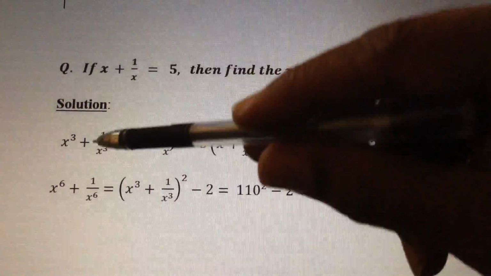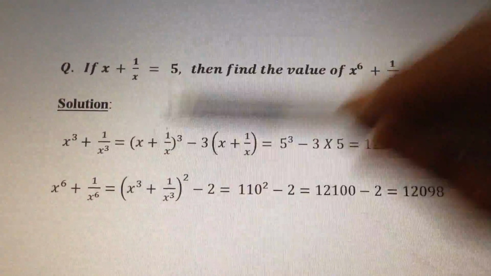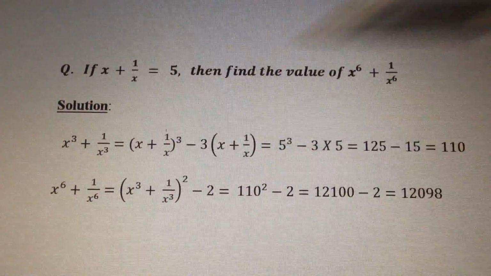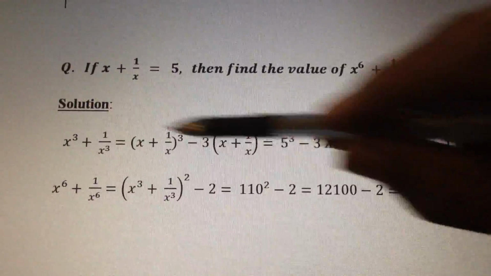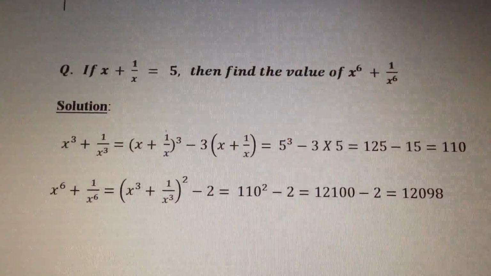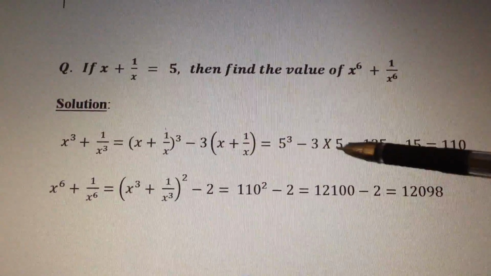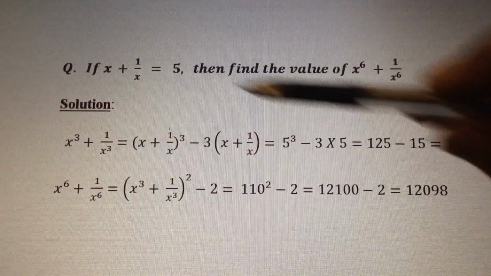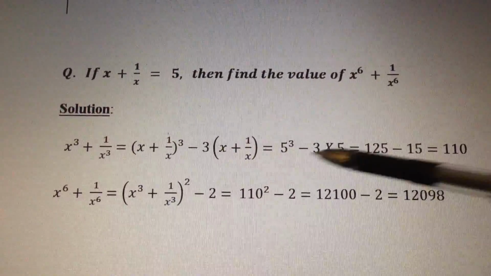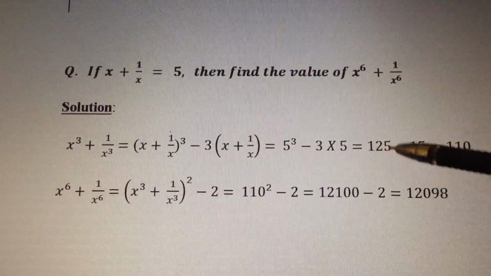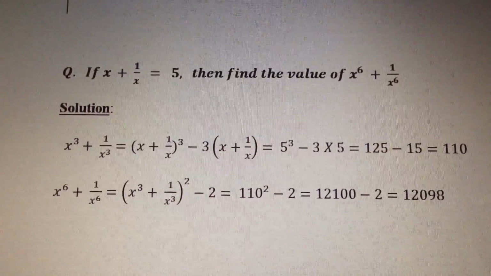We know x cube plus 1 by x cube is equal to x plus 1 by x whole cube minus 3 into x plus 1 by x. This we have already discussed. Therefore, this is equal to 5 cube minus 3 into 5, because x plus 1 by x is given as 5. So this is equal to 125 minus 15, which is equal to 110.